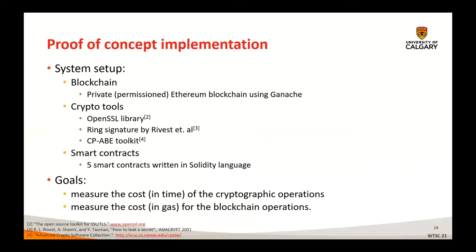We have performed a proof of concept implementation of our scheme with the following settings. For the required blockchain infrastructure, we considered a permissioned Ethereum blockchain that will be maintained by the blockchain authorities. We used Ganache to simulate the blockchain environment where we deployed our smart contracts and ran tests to understand the contract functionalities. For the cryptographic tools, we have used the OpenSSL library, the ring signature by Rivest et al., and a CPAB toolkit.